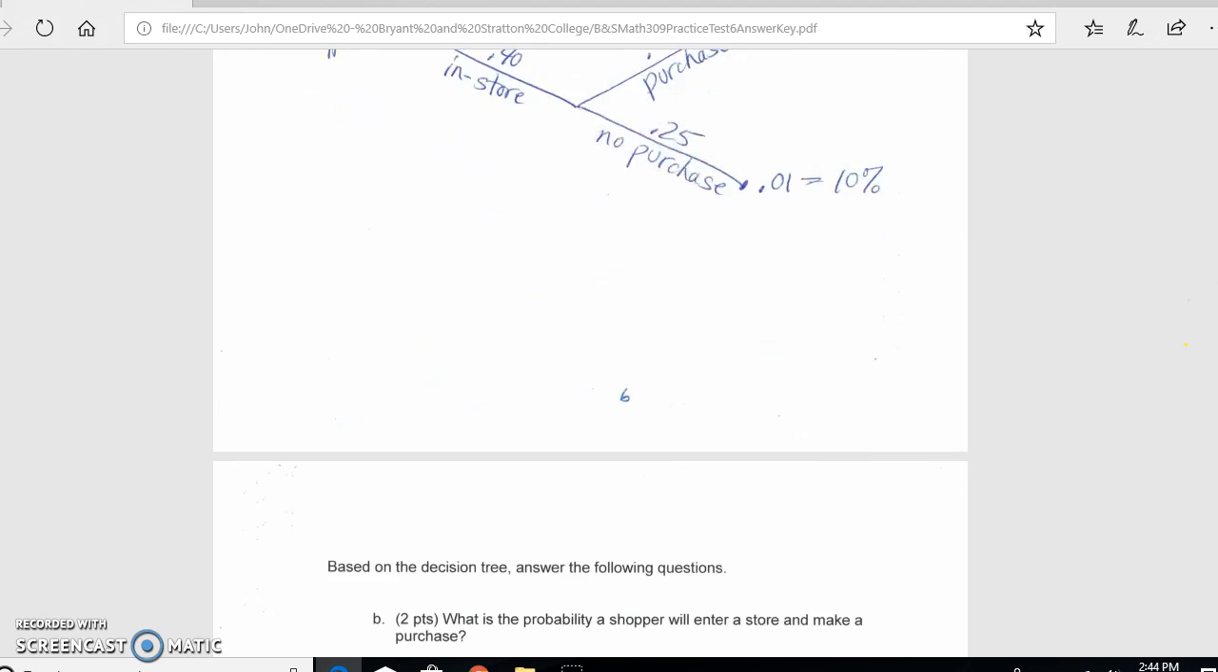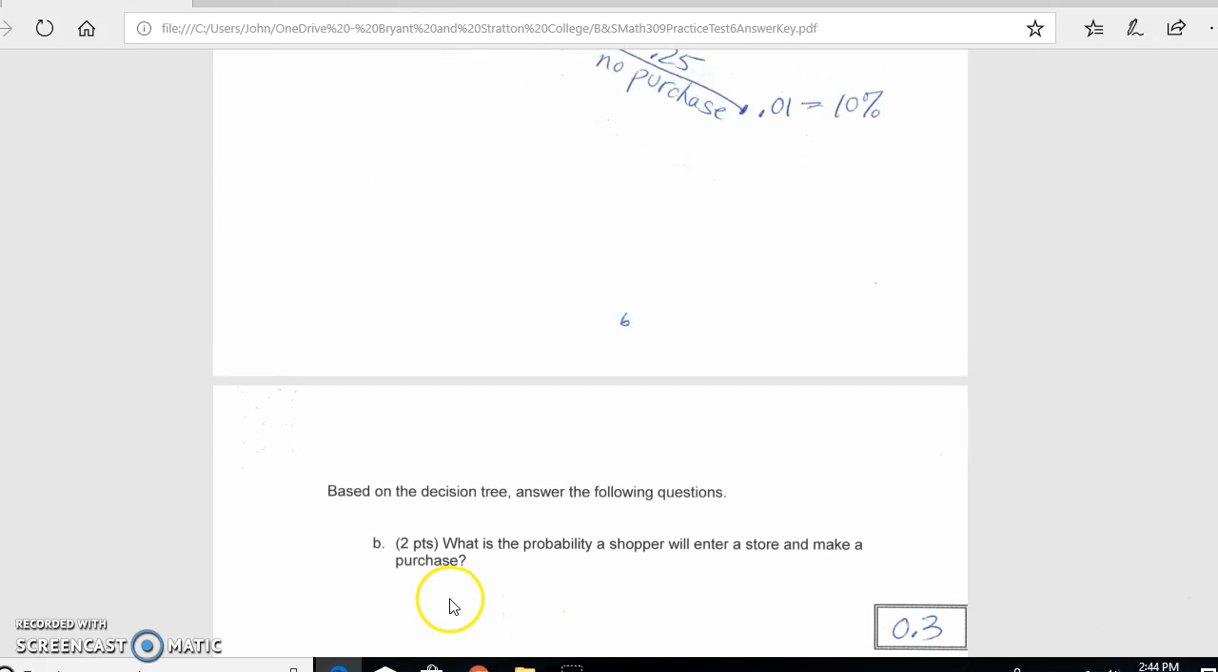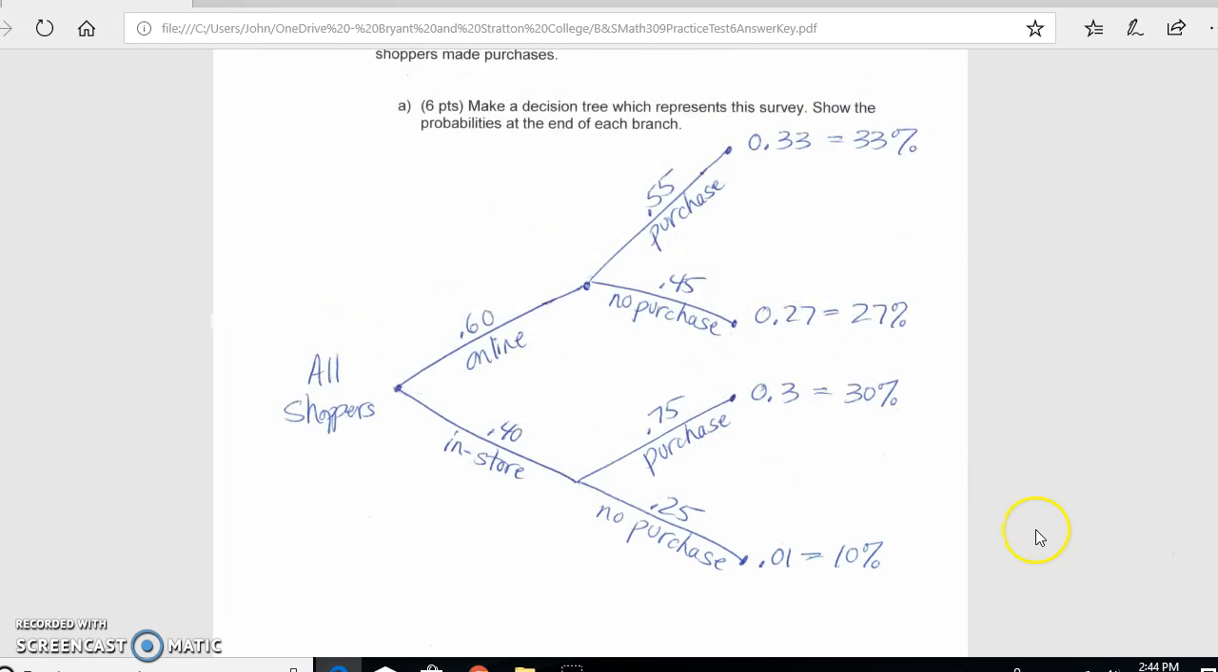Now, if we go to letter B, the question is, based on the decision tree, answer the following questions. What is the probability that a shopper will enter a store and make a purchase? So we want to look at our tree, and we're looking at the probability that a shopper will enter a store, and that's this group of shoppers here on this line, and they will make a purchase. So they will make a purchase here. And what is the probability that a shopper will enter a store and make a purchase? It is 30%.